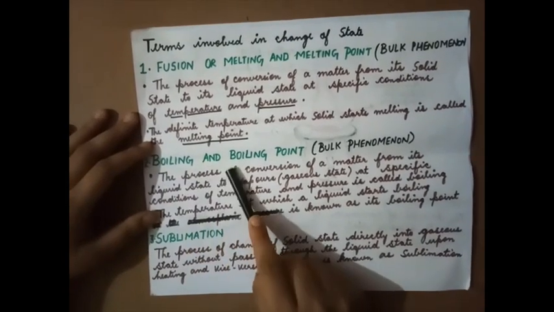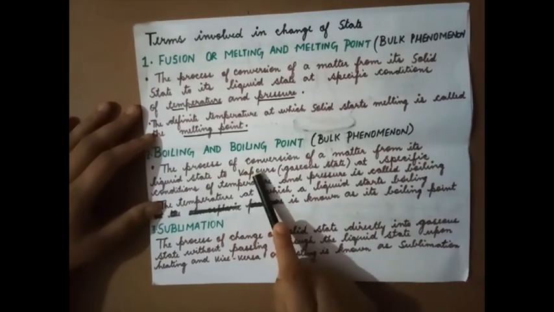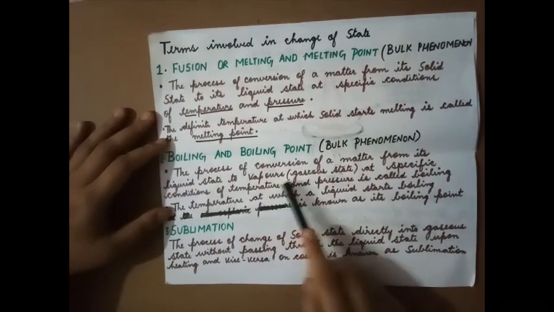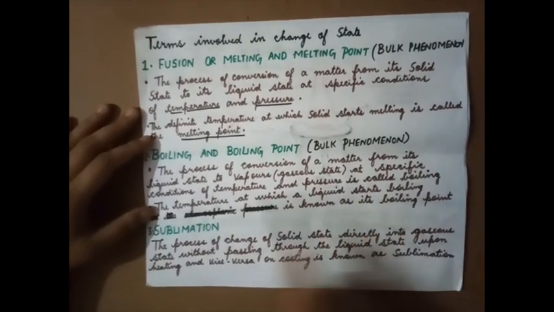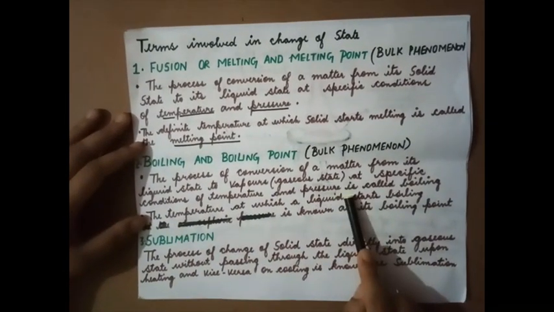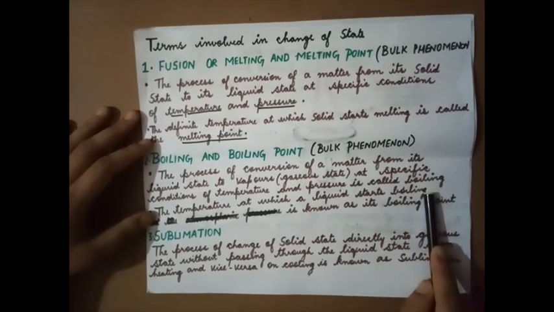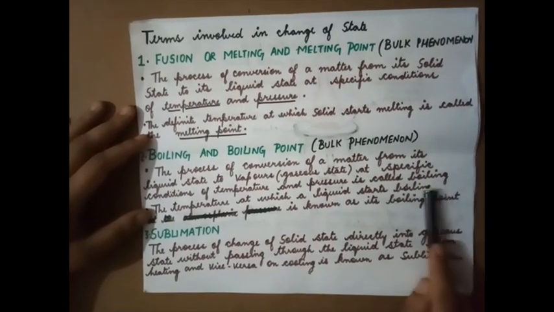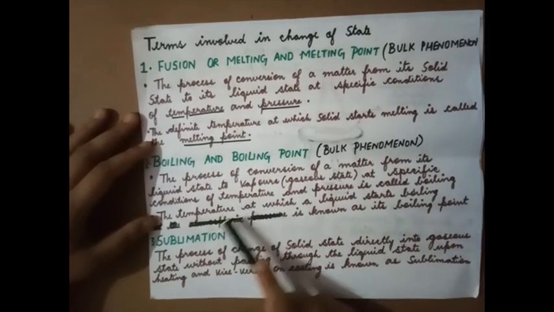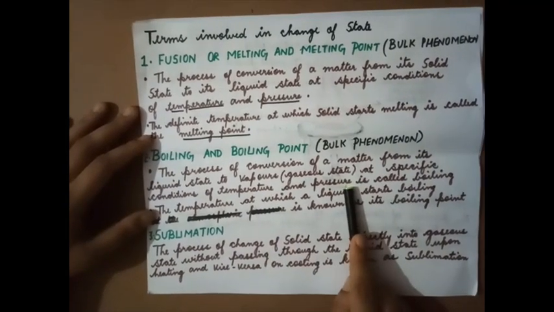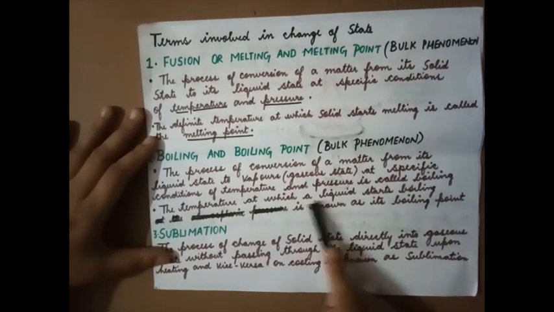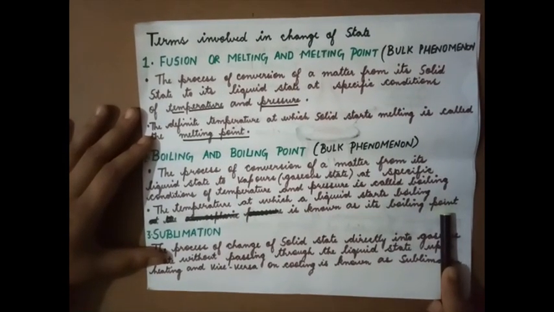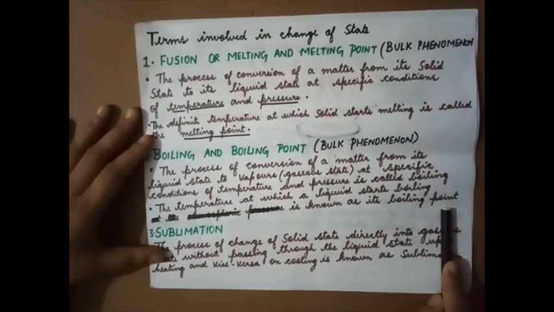Second one is boiling and boiling point. The process of conversion of a matter from its liquid state to vapors or gaseous state at specific conditions of temperature and pressure is called boiling. Here we see liquid is getting converted to its vapor state. That is your boiling. And two conditions that have to be maintained are your temperature and pressure. The temperature at which a liquid starts boiling is known as its boiling point. That is nothing but your 100 degree Celsius.